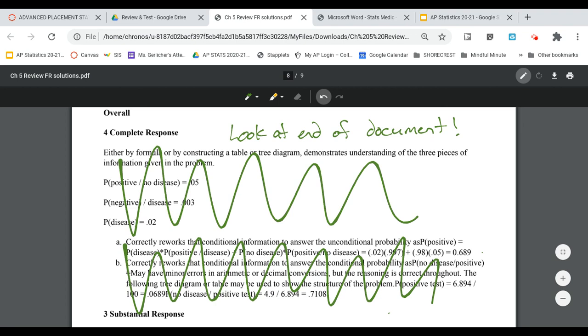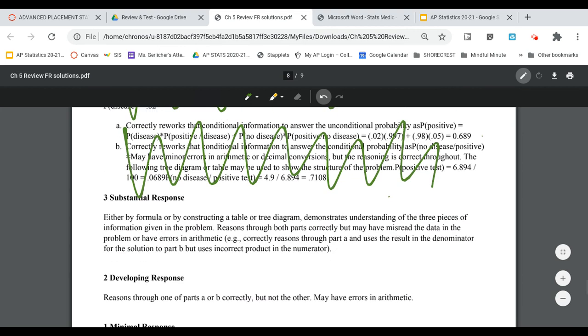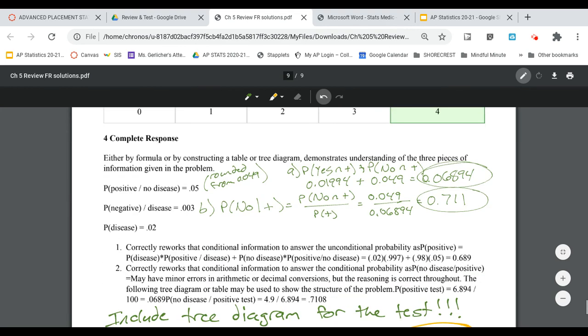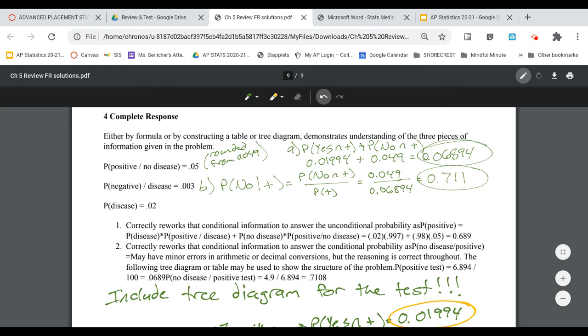Anyway, so ignore their key. Their key is wonky and messed up. So scroll down to the very end of the packet and use the one I wrote out instead. So first thing to note, even though in this free response question they didn't say make a tree diagram, because on the real AP test they want to leave it open to doing it different ways, on the test in this class, I am going to ask you to make a tree diagram specifically, and you're going to have to draw it on your own paper, take a picture, and turn it in.